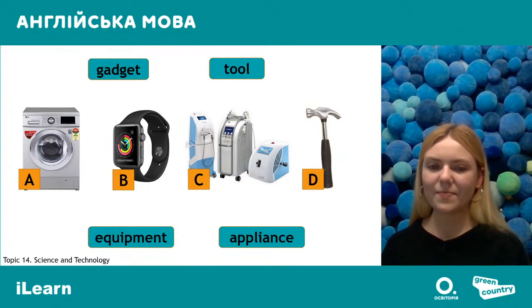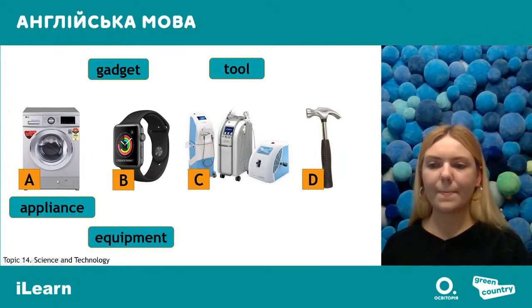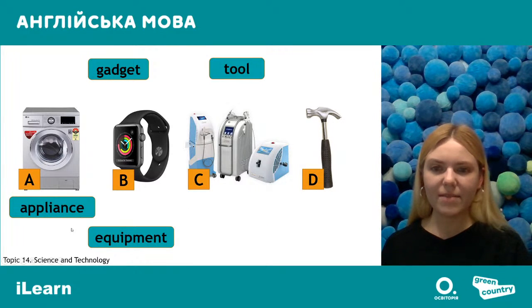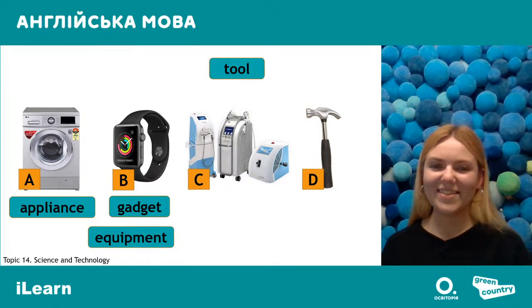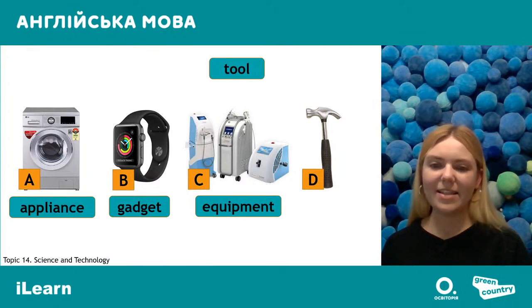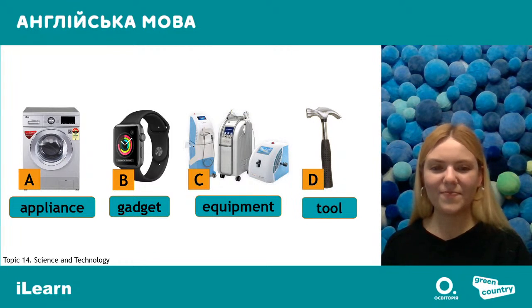So what is A? What do you think that is? Yes, A is an appliance. Good. Then B, what would you say about B? Gadget, okay, that is the easiest one. Then C. C is equipment. And D, that is a tool. Okay, that was not hard to do, but let's look at what is the difference between all these words.